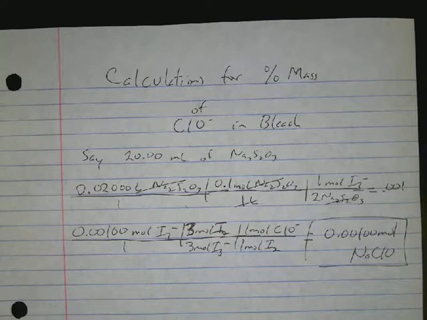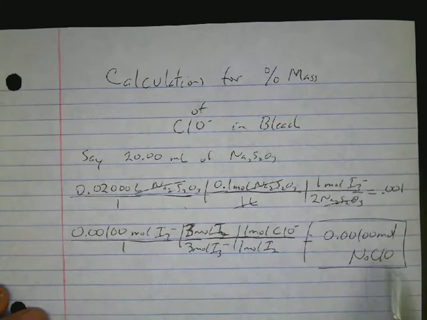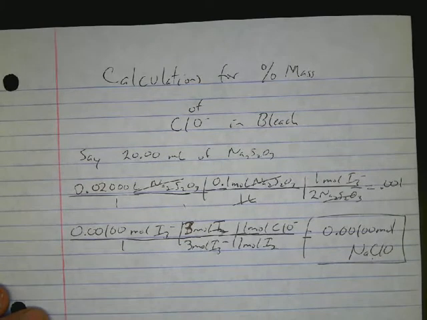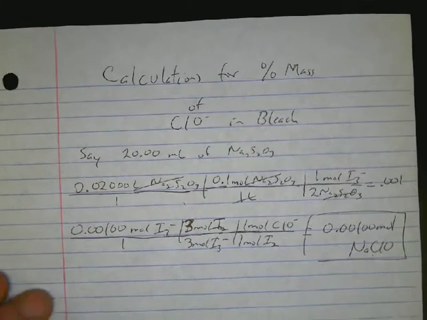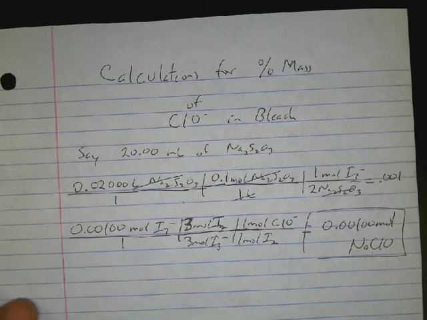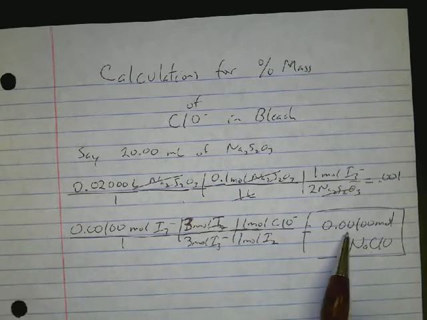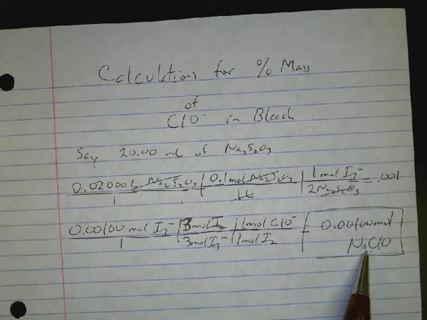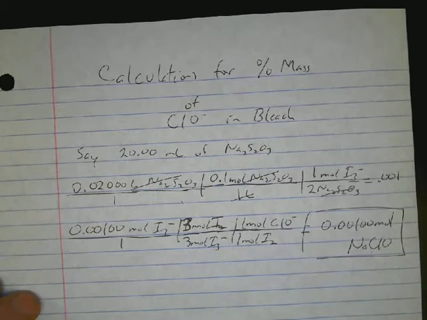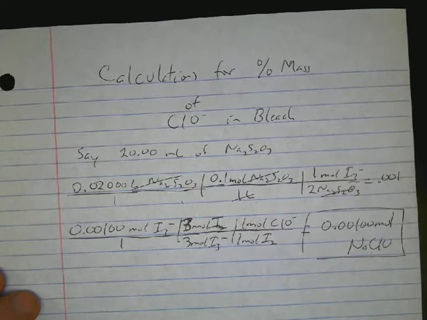Okay? Now think this through. This is the number of moles of sodium hypochlorite that was in your aliquot. So that is how much you sucked up with your pipette and put in the Erlenmeyer flask. Every single time you had that amount of sodium hypochlorite, that's how much you must have had in the Erlenmeyer flask.